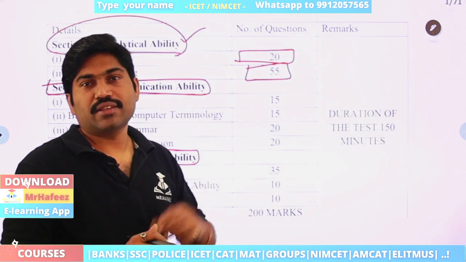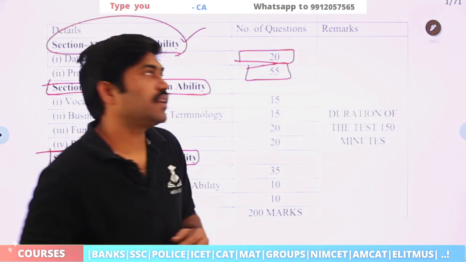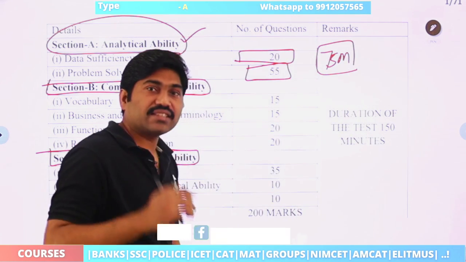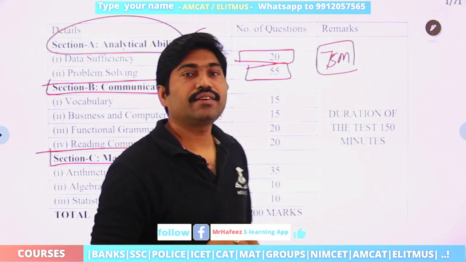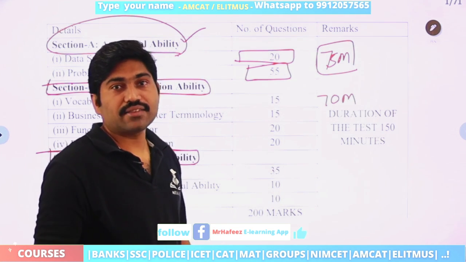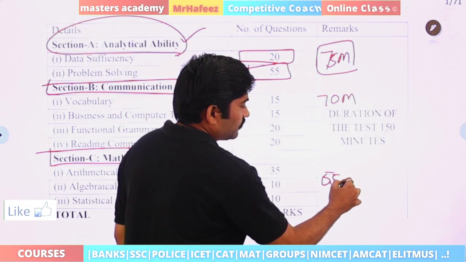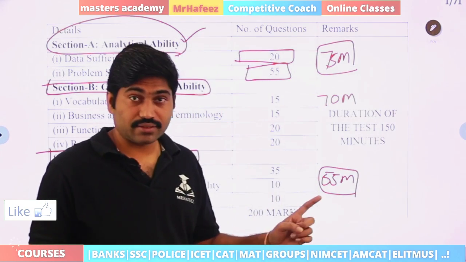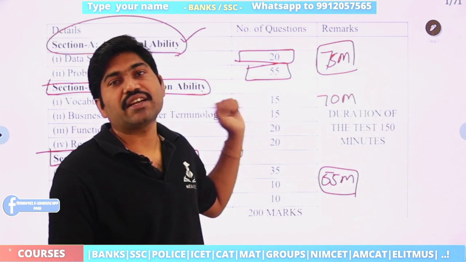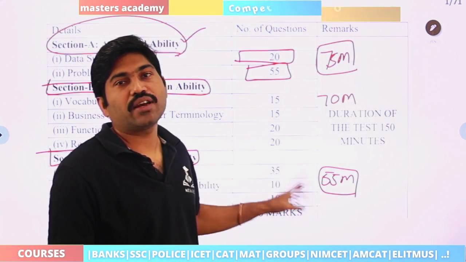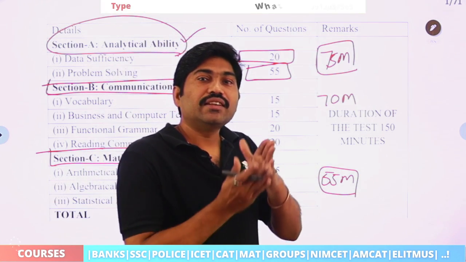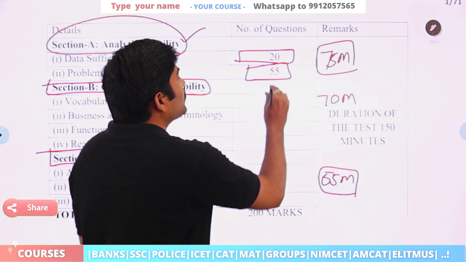Generally, each section: the first, Section A, consists of 75 marks, the second, Section B, consists of 70 marks, and Section C consists of 55 marks. So the reasoning part consists of 75 marks, the English part 70 marks, and the last one, the mathematical part, 55 marks.